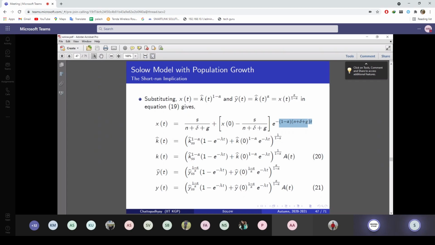When t goes to infinity, this term goes to 0. As a result, this term goes to 0. And the only thing that remains is y hat SS to the power 1 minus alpha by alpha, which is the constant.